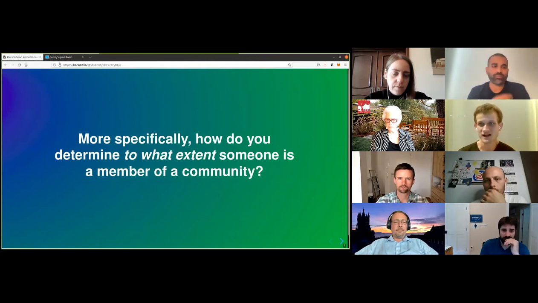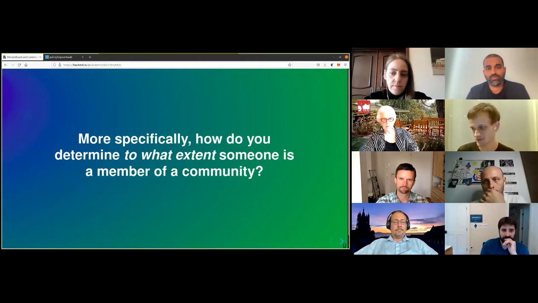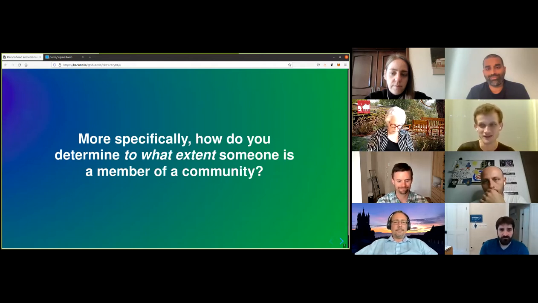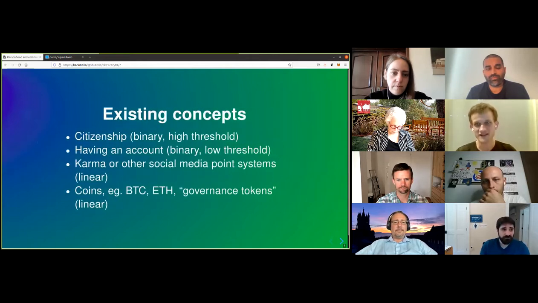So for example, I'm a member of the Ethereum community. Lots of people here are members of the Ethereum community. Lots of people I interact with on Reddit are members of the Ethereum community. Just people who randomly recognize me on the street are members of the Ethereum community. But different people are members of the Ethereum community to a different degree. And we have existing attempts to formalize membership and degree of membership of different kinds. So for example, there's citizenship in a country.